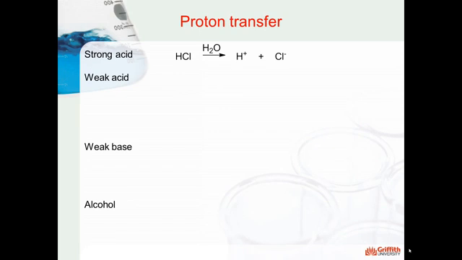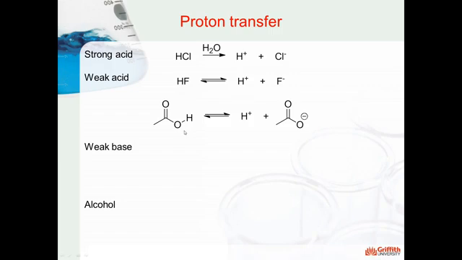So proton transfer reactions include those of acids and bases. So a strong acid such as hydrochloric acid, when dissolved in water, will completely ionise into hydrogen ions and chloride ions. Whereas a weak acid does not completely ionise, so we get an equilibrium between the weak acid, HF, and its ionised form, so the hydrogen ion and the fluoride ion.